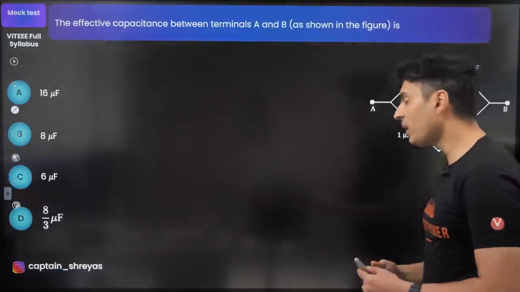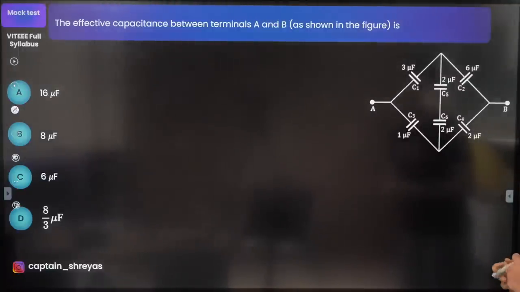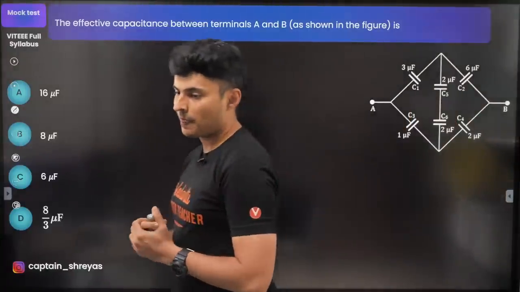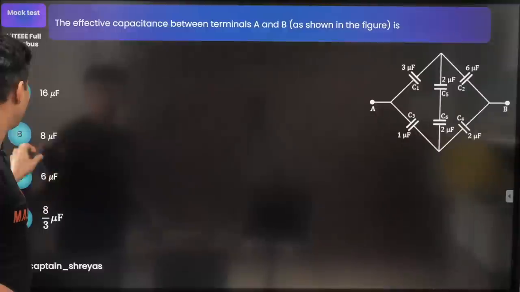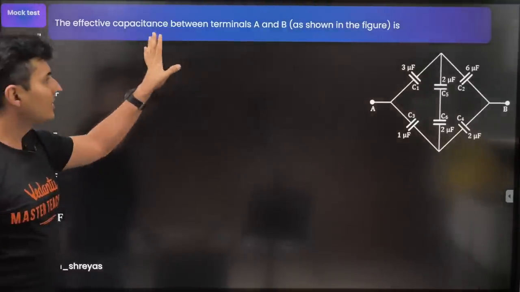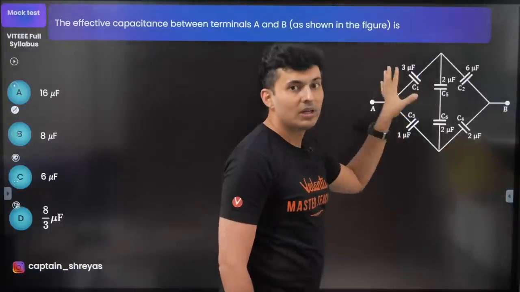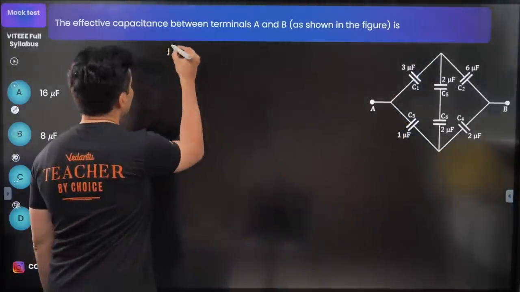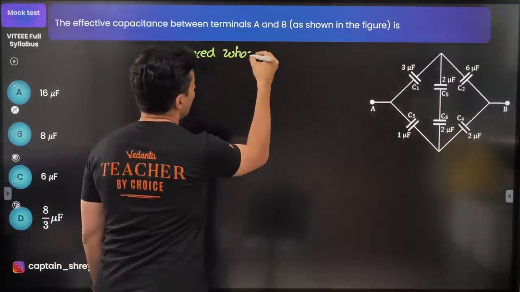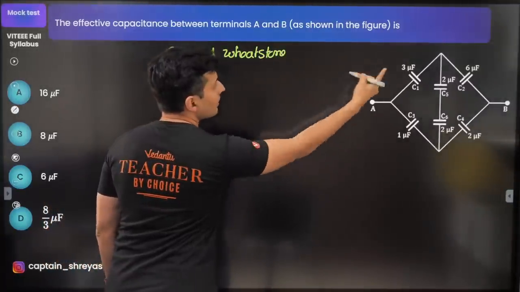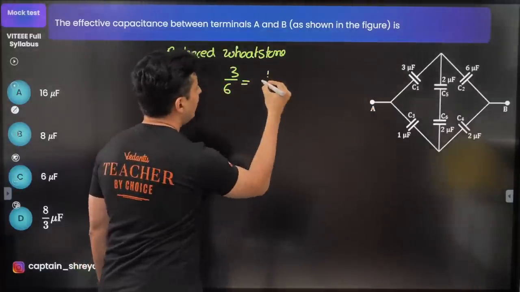The effective capacitance between the terminals A and B as shown in the figure is how much? Okay, no problem, Roshan. I will definitely try and conduct one. So, in this circuit, you will notice this is 3, this is 6, this is 1, this is 2. This is a balanced Wheatstone. The reason why it is a balanced Wheatstone is because you can see 3 divided by 6 is equal to 1 divided by 2.